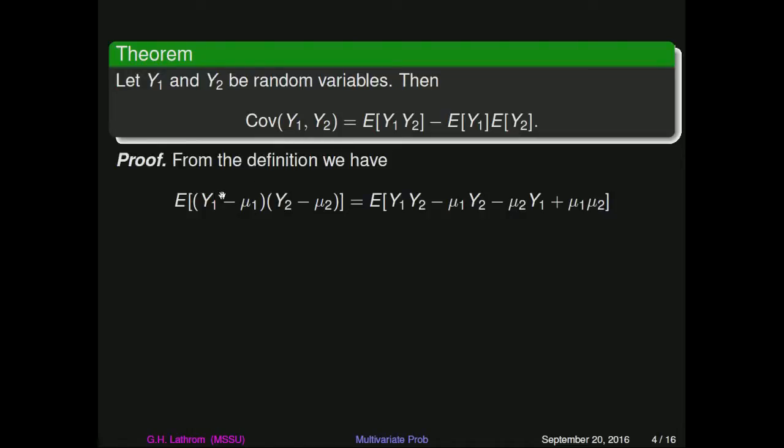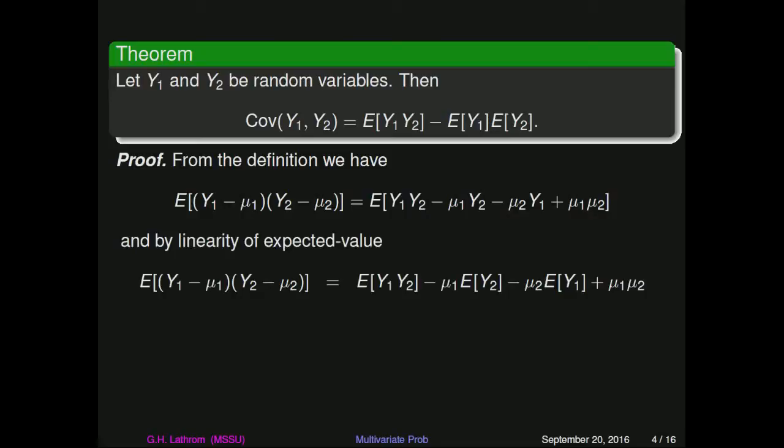Well, we start off with our definition: the expected value of the product of y sub 1 minus mu sub 1 and y sub 2 minus mu sub 2. If we expand out everything in the parentheses, we get this expression: y sub 1 y sub 2 minus mu sub 1 y sub 2 minus mu sub 2 y sub 1, and then plus the product mu sub 1 mu sub 2.